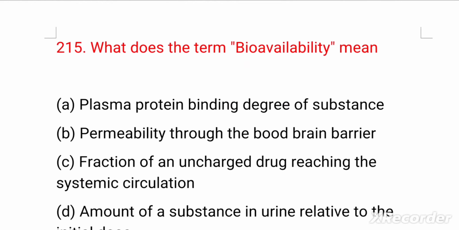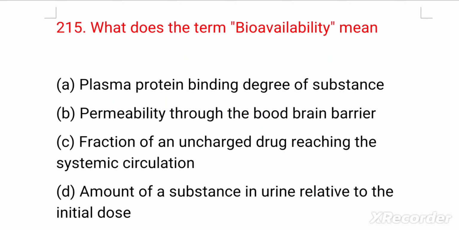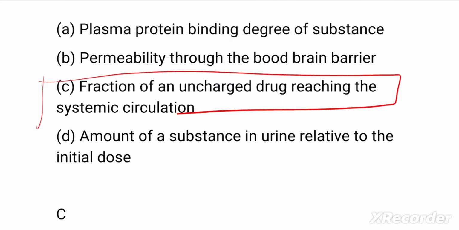Next question, what does the term bioavailability mean? Options are plasma protein binding degree of substance, permeability through the blood-brain barrier, fraction of an uncharged drug reaching the systemic circulation, amount of a substance in urine relative to the initial dose. Term bioavailability. Answer is C, fraction of an uncharged drug reaching the systemic circulation. Systemic circulation, most important question.